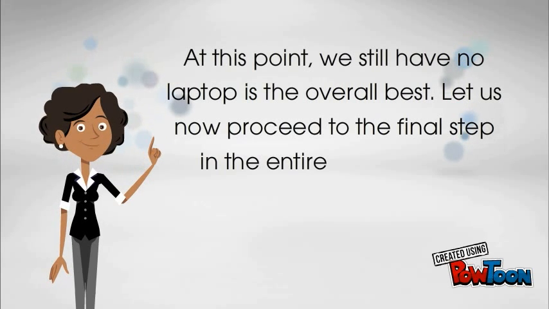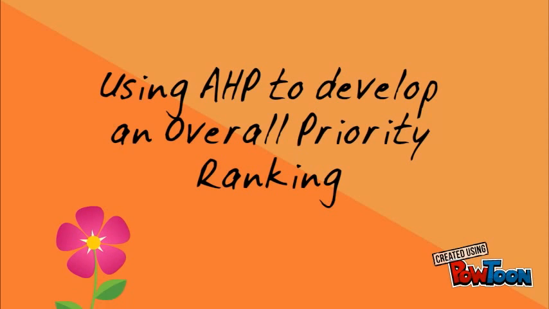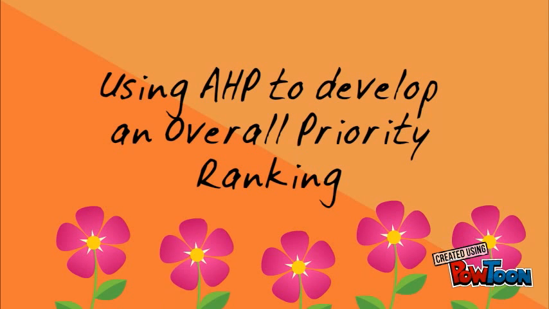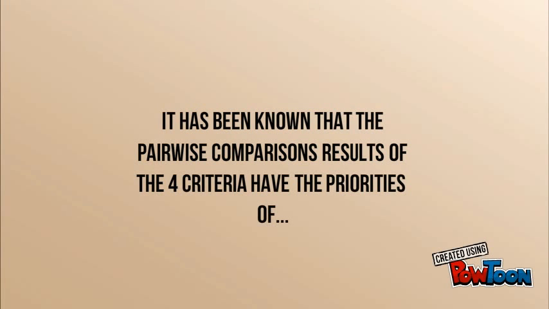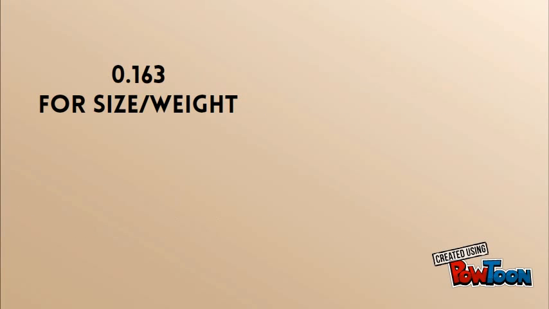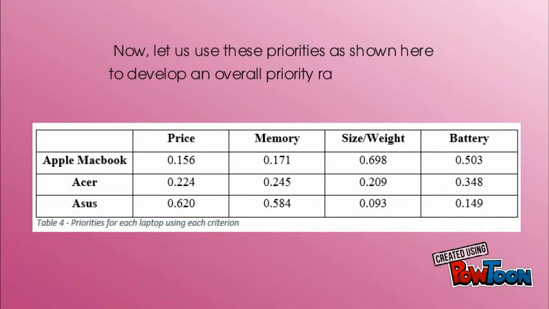Let us now proceed to the final step in the entire AHP process. Finally, we are on the last step of the AHP process. As discussed earlier, the pairwise comparison results of the four criteria have the priorities of 0.470 for price, 0.244 for memory, 0.163 for size or weight, and 0.125 for battery. Now, let us use these priorities, as shown here, to develop an overall priority for the three laptops.